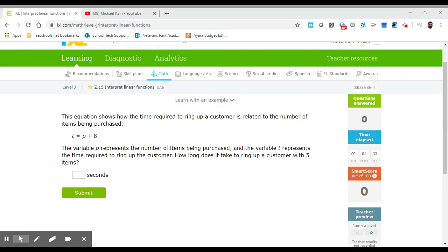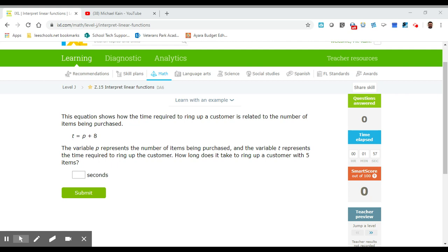Okay, the topic we are working on today is called interpret linear functions. This is the code DA6 from your 8th grade IXL. The question below says, this equation shows how the time required to ring up a customer is related to the number of items being purchased. And then they give you a function, t equals p plus h.